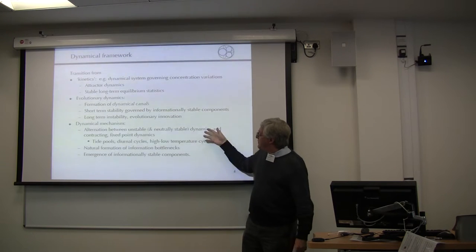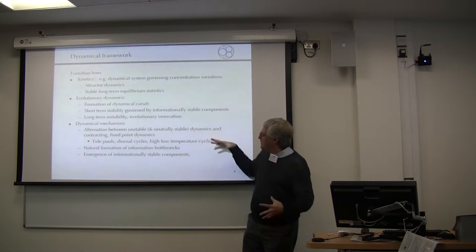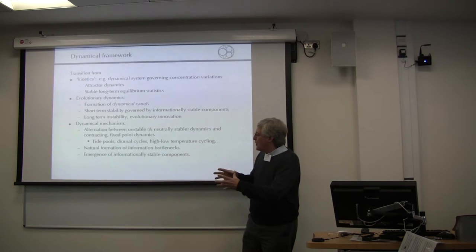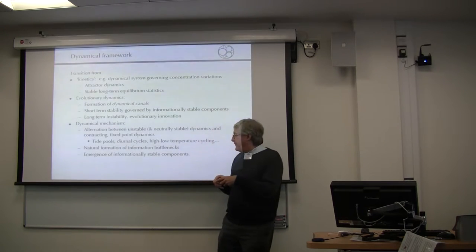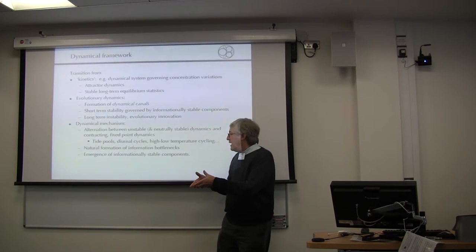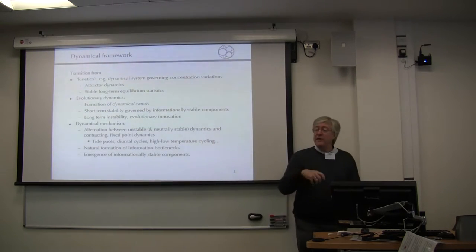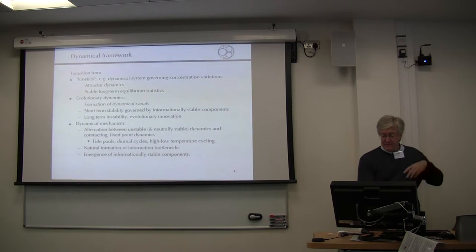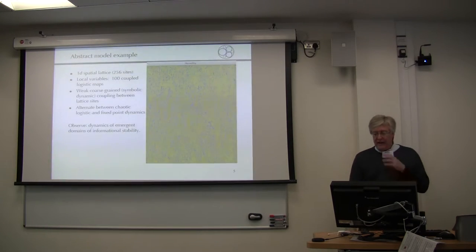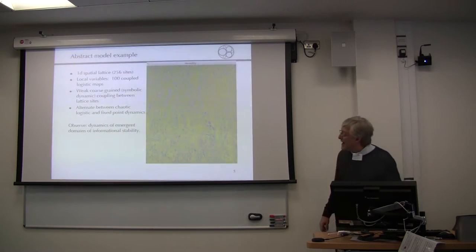So the main point, though, is that this alternation actually forces the system to create these information bottlenecks. And the information bottlenecks seem to imply the emergence of these informationally stable components that become the proto code. This is a code that precedes DNA translation machinery. This is an example of a model that we're actually working with.